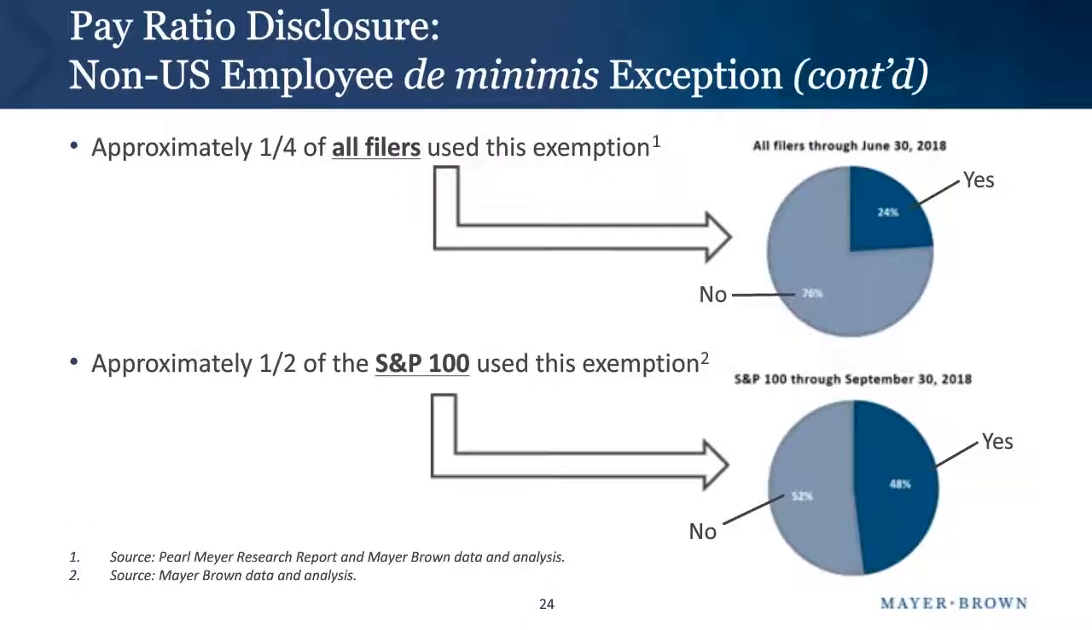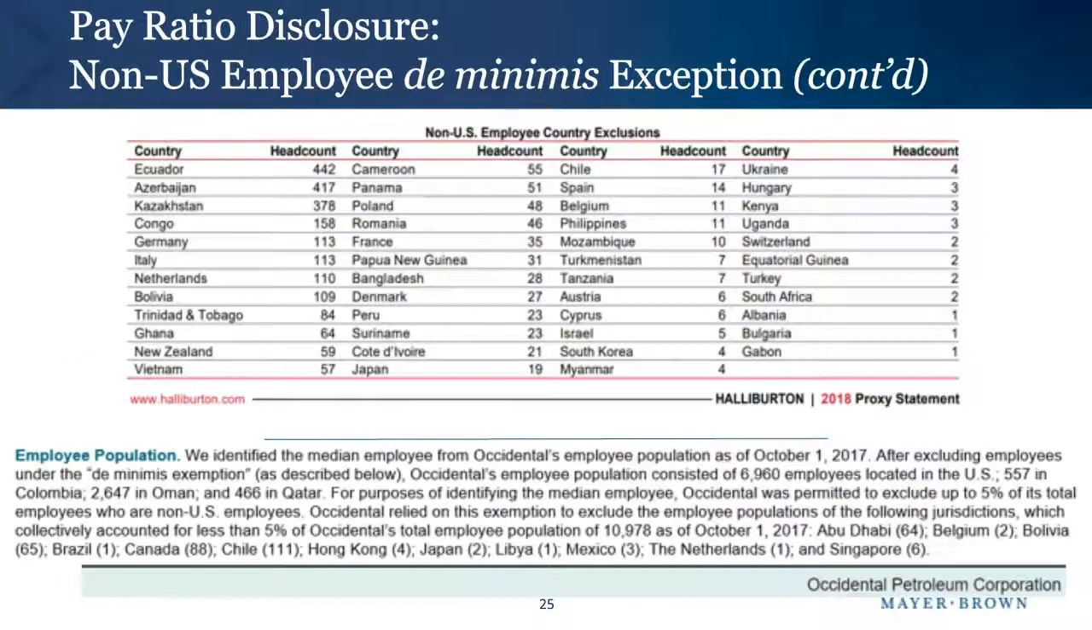About a quarter of all filers have used the de minimis exception, and about a half of the S&P 100 have relied on it. Here we see a couple of examples of companies disclosing their excluded employees from non-U.S. jurisdictions in both tabular and narrative format.